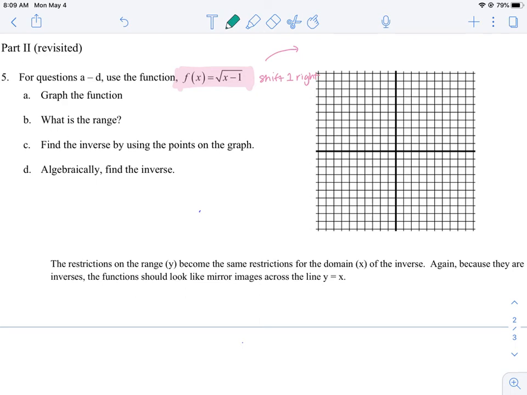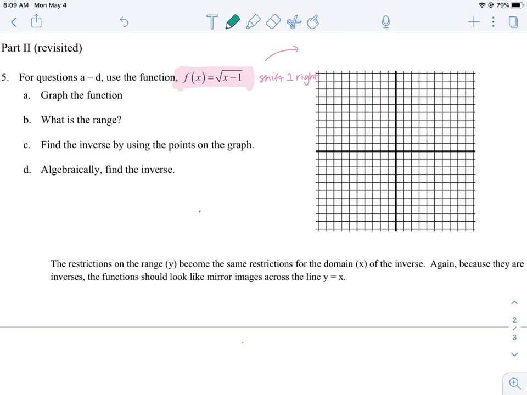We're going to talk about finding an inverse when there are some restrictions that we have to put in place that we can't forget about. And that comes from when you have a radical and you want to find its inverse. So we're going to start by graphing the function.